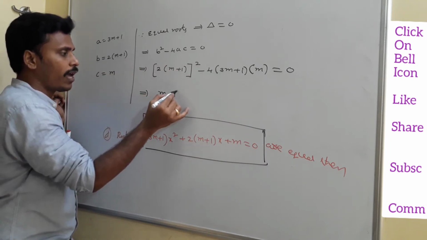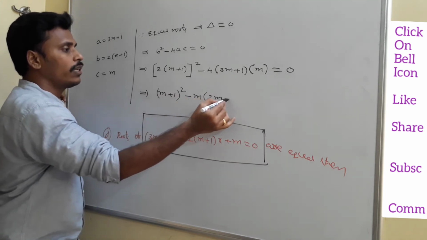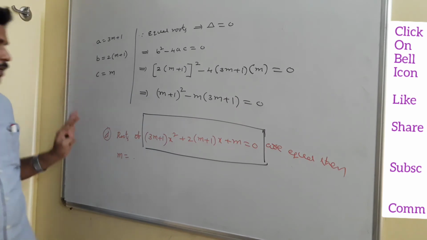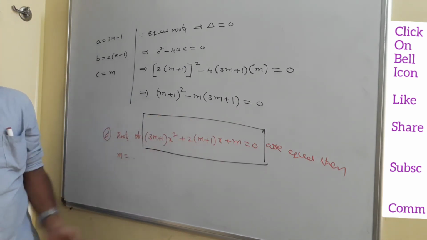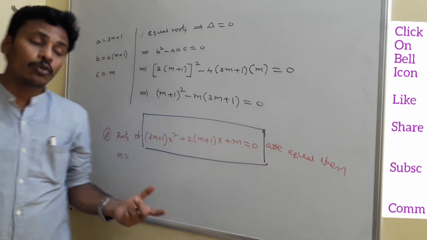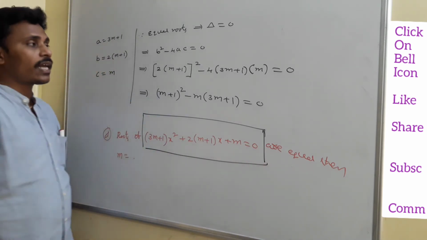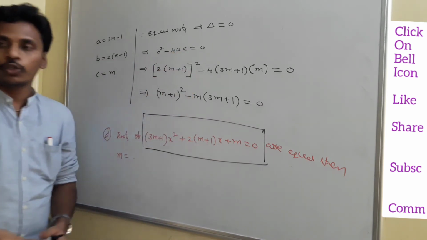In the next step what I have? M plus 1 whole square minus m into 3m plus 1 is equal to 0. For the space concern I am arranging this. I have a question and they mentioned that the roots of this equation are equal. Since the roots of this equation are equal, its delta is 0. What is delta here? B square minus 4ac. So equalize it to 0 to get the values of m.